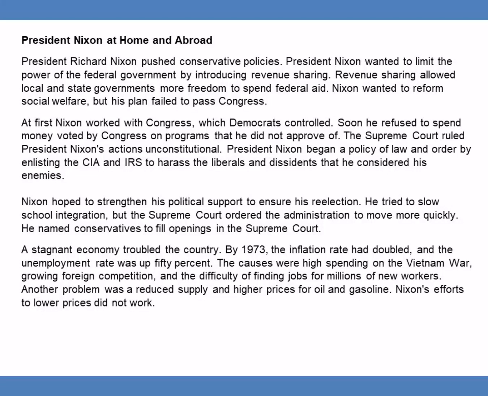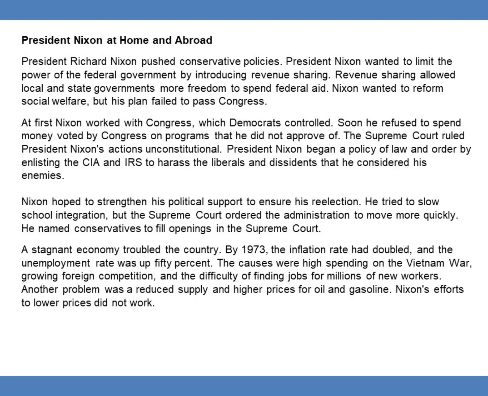President Nixon began a policy of law and order by enlisting the CIA and IRS to harass the liberals and dissidents that he considered his enemies. Nixon hoped to strengthen his political support to ensure his reelection. He tried to slow school integration, but the Supreme Court ordered the administration to move more quickly. He named conservatives to fill openings in the Supreme Court.